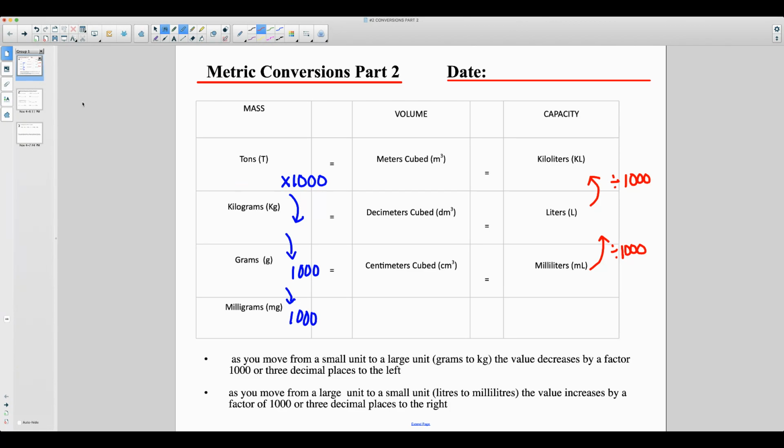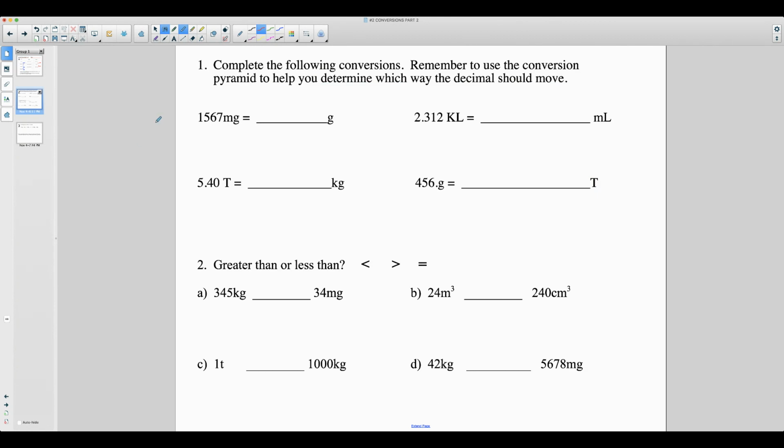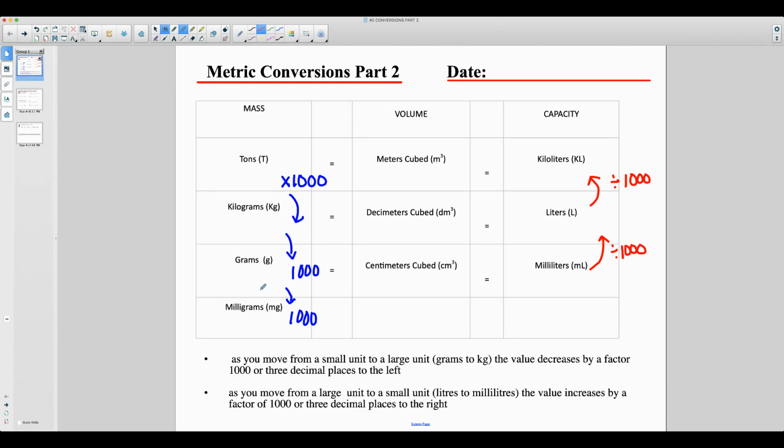Okay. So if we look over here at some of these conversions, we have 1,567 milligrams. We're going to go to grams. Well, that's actually going to be moving up to a larger unit, from a small unit to a larger unit. So we're going to be going to the left on this one, okay, which means our values are going to get smaller. And it's from one unit to the next, right beside each other in a scale. So milligrams to grams. So we would be dividing as we go up. We're dividing by 1,000.